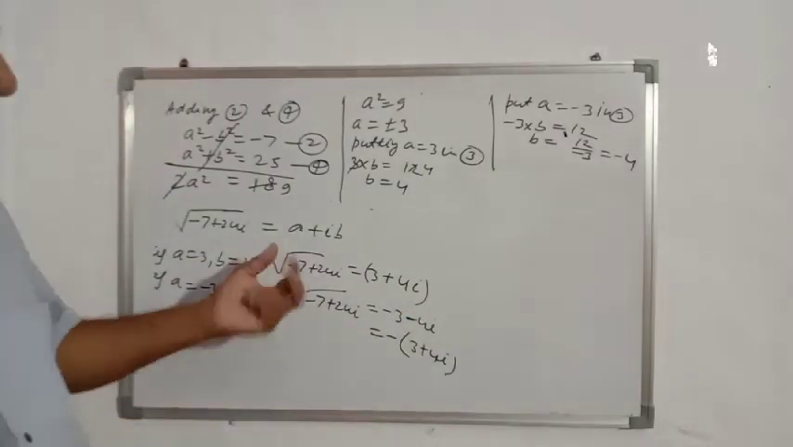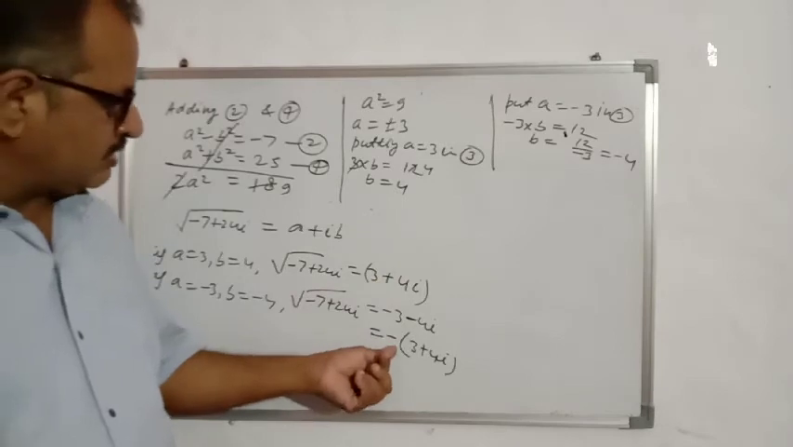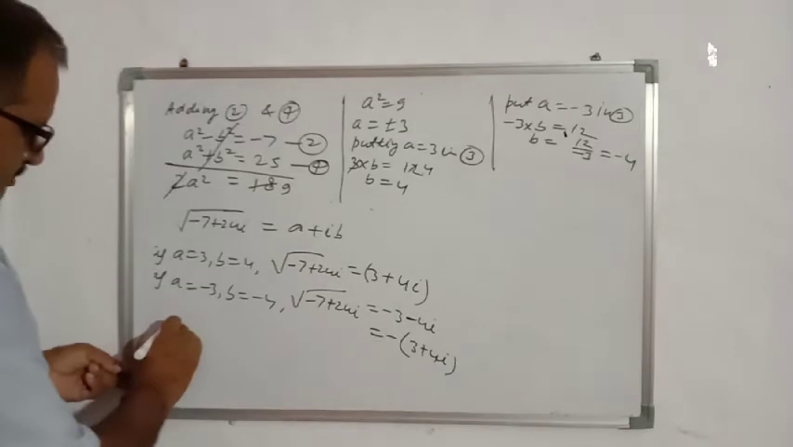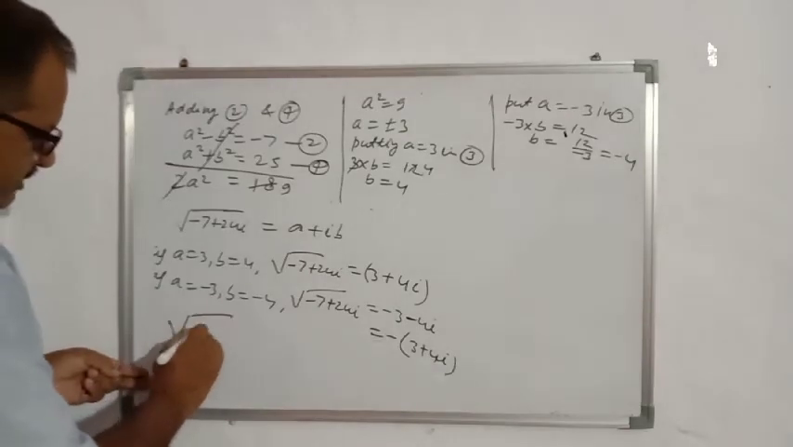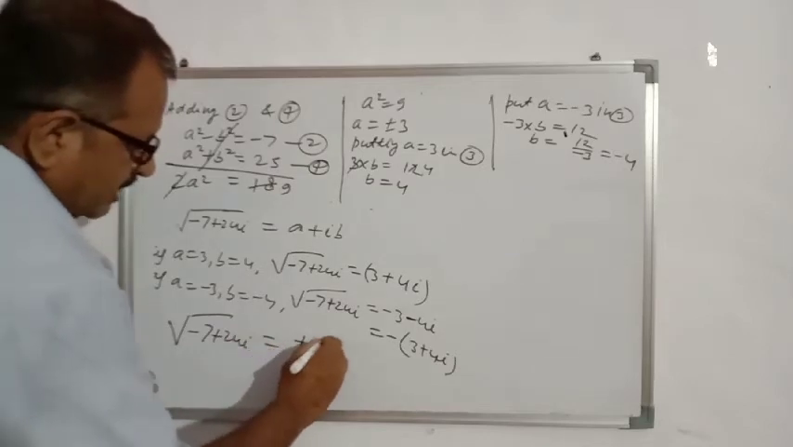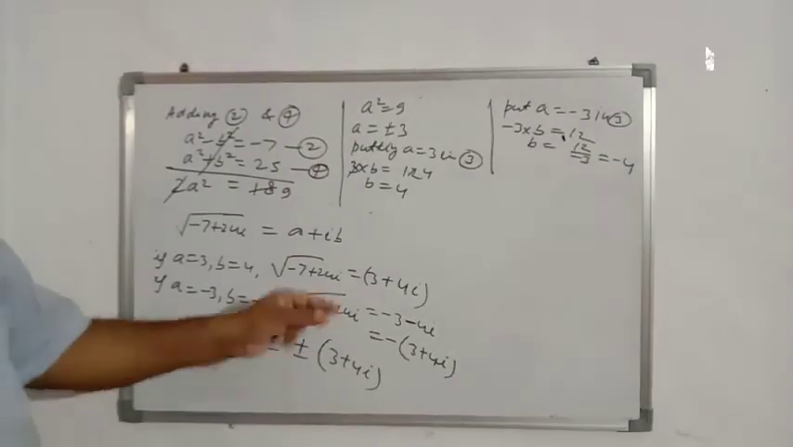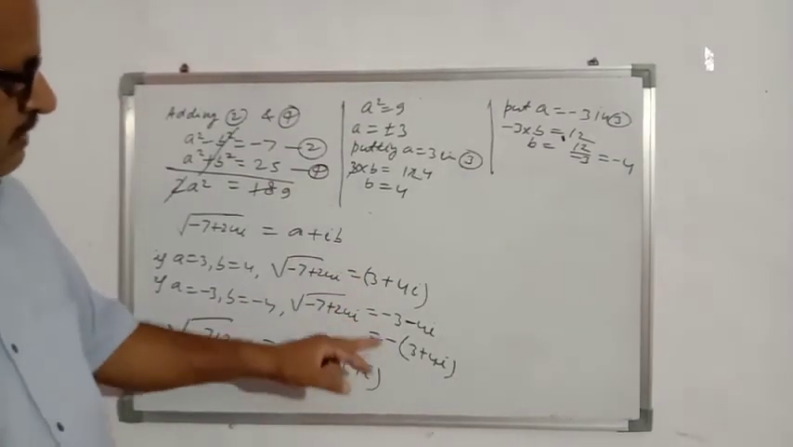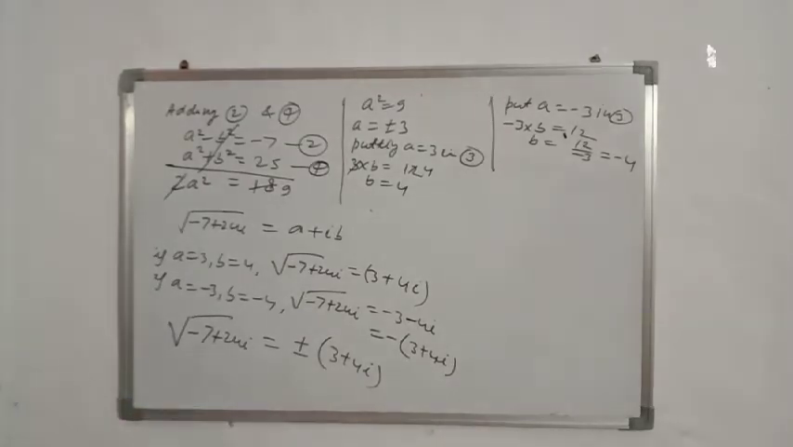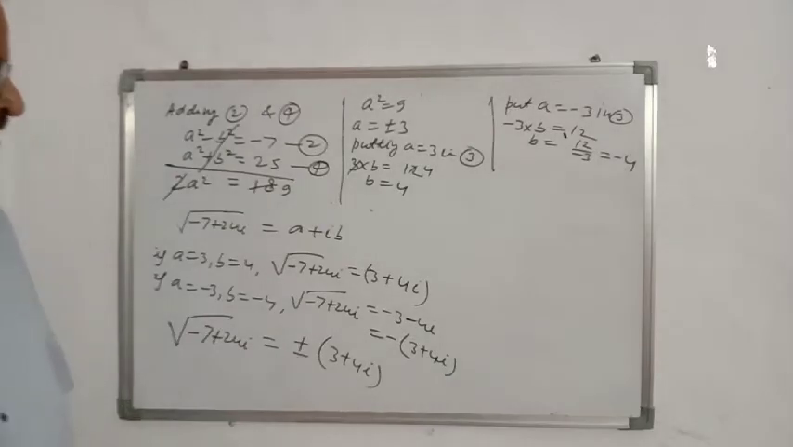So for one square, we will get two square roots. One square root is 3 plus 4i, another square root is minus in bracket 3 plus 4i. So combining both, we can write the square root of minus 7 plus 24i is plus minus (3 plus 4i). This is plus sign, here minus sign. So in this way, we can find the square root of a complex number.